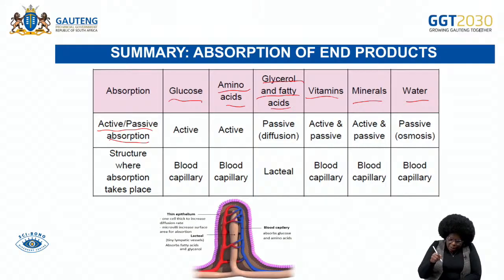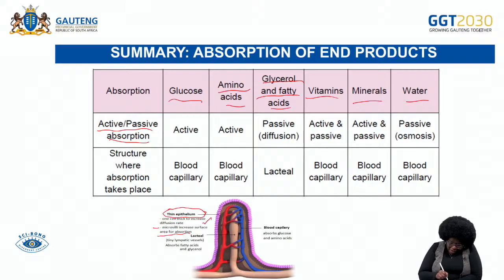So you see, we spoke about, now you are going to relate even better, because you see what I was telling you. You see, when we speak about the efficiency, it's the thin epithelium, right? Thin epithelium, which is one cell thick to increase the diffusion rate, structural suitability. And the presence of microvilli, right? There's your other mark, to increase the surface area for the process of absorption.